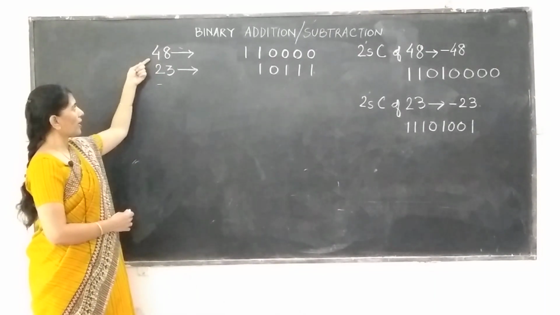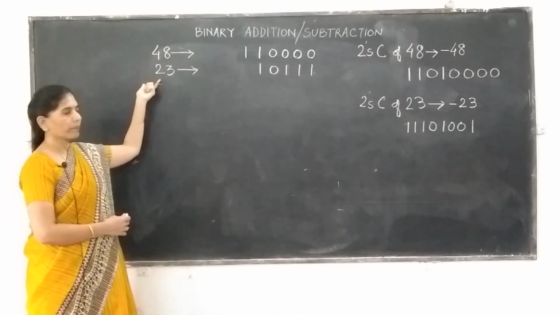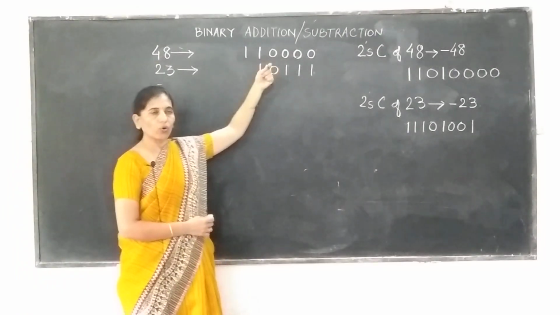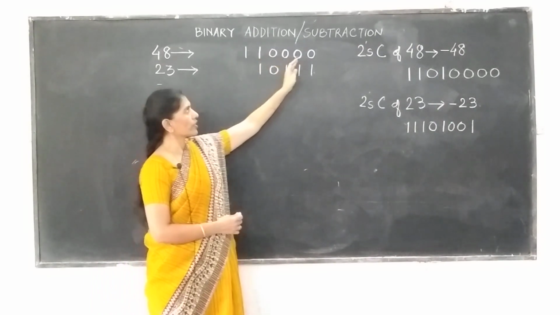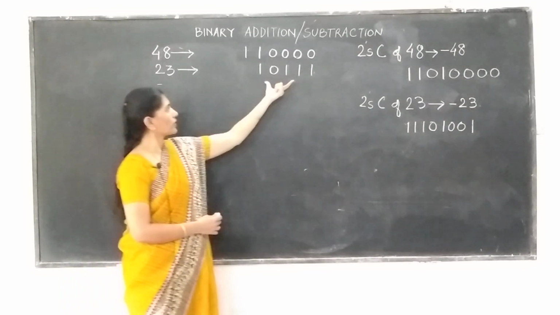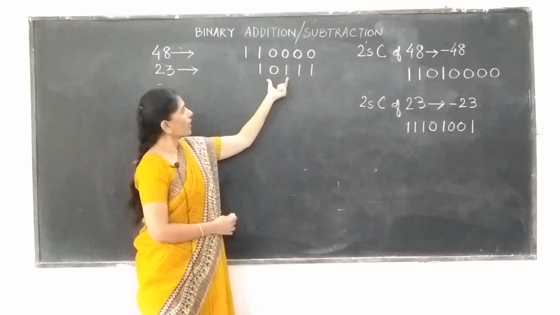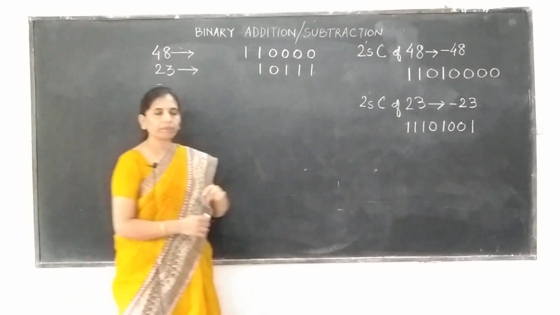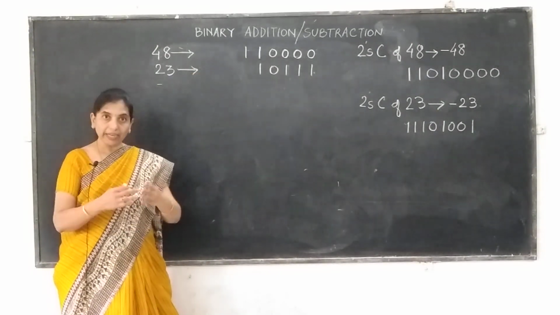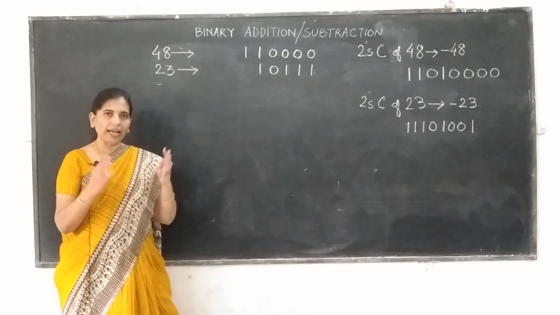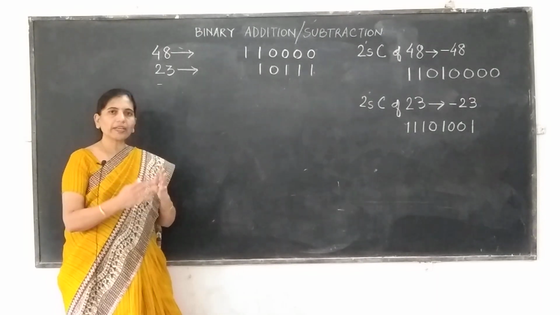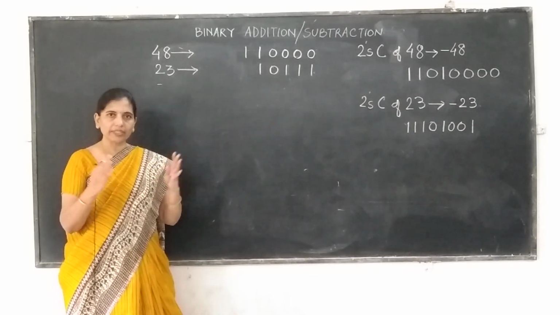Let's take one number as 48 and the other as 23. 48 can be represented with a 6-bit binary code as 110000, whereas 23 can be represented with a 5-bit binary, that is 10111. Since these two binary representations are of different bit lengths, let us take a standard length of the binary bits, so that every time we do the operations we get the result with the same length.